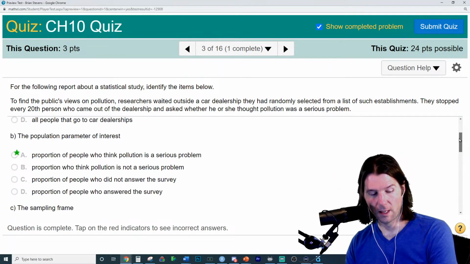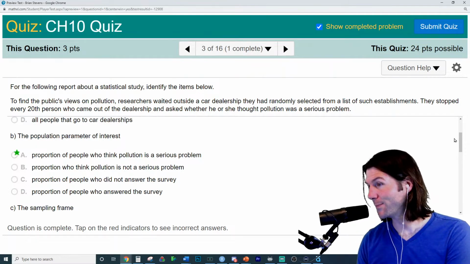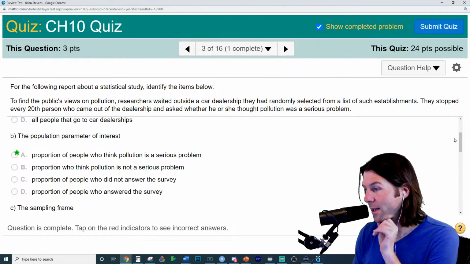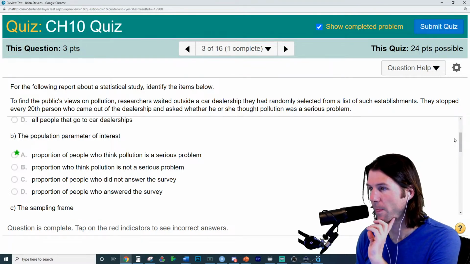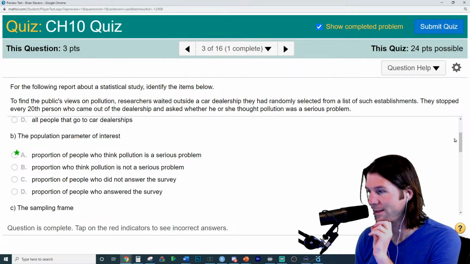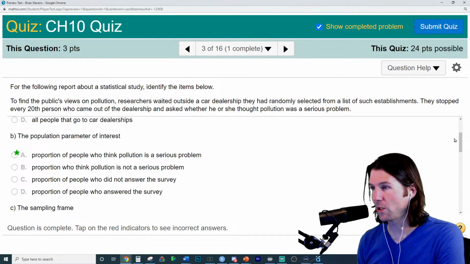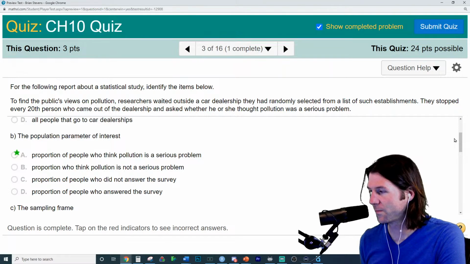There we go. The sampling frame is going to be what? People who do what? The sampling frame is every person or thing we have access to. What people or things do we have access to?